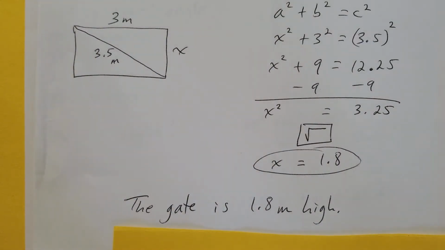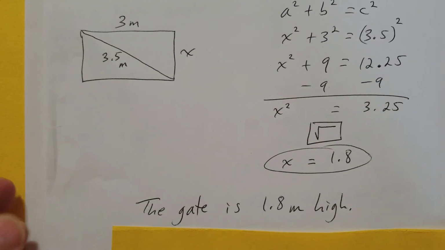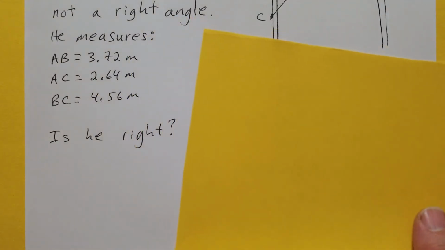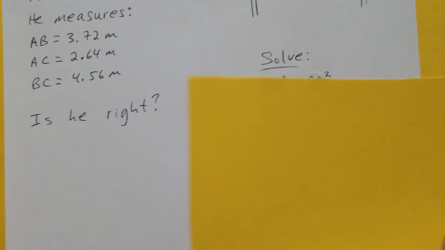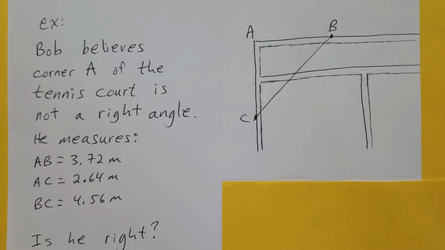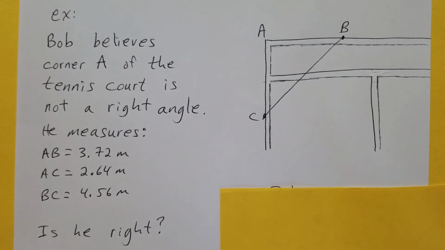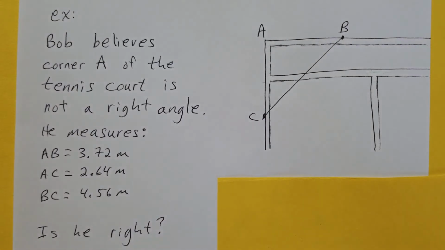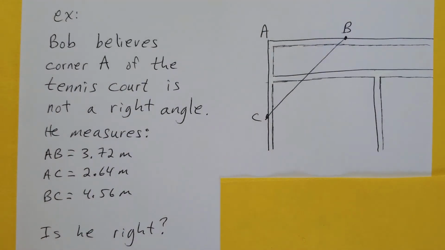Okay? In this example, we had to make our own diagram. Some examples, like the next one, come with their own diagram. Here is the second and final example. Right? Bob believes corner A of the tennis court is not a right angle. Okay, so that's a picture of a tennis court on the right there.